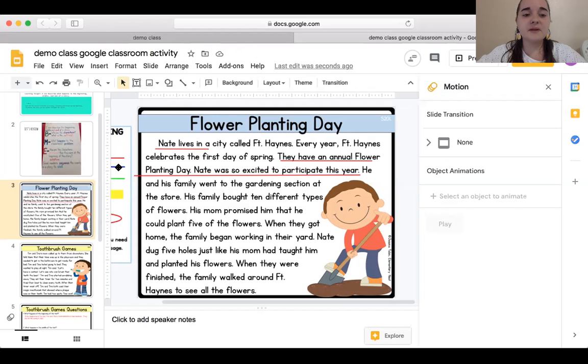Now for the middle, I want to use my blue underline tool to help me. He and his family went to the gardening section at the store. So this is one event that they're doing. They want to participate in the flower planting day. So they have to go to the gardening section. His family bought 10 different types of flowers. That also happens in the middle of our story. His mom promised him that they could plant 5 of the flowers.